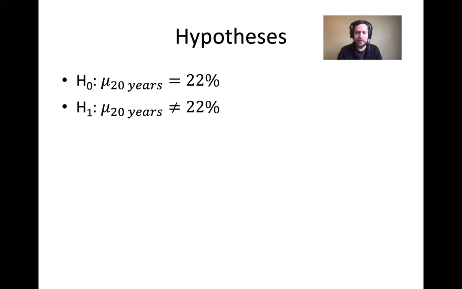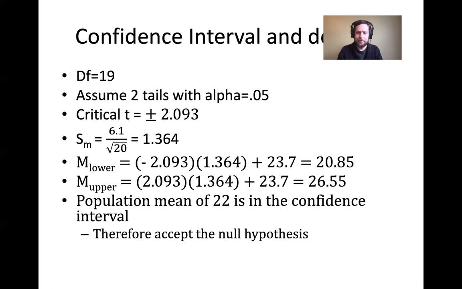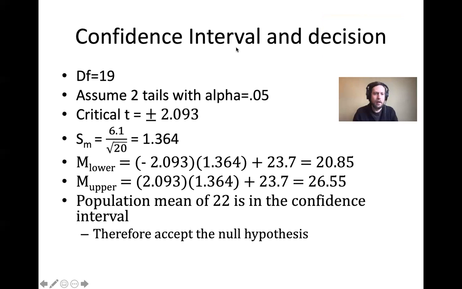Okay, so now we need to actually calculate the confidence interval, and I'm just going to walk you through things right here. Our degrees of freedom equals 19. The reason is because our sample size was 20, and 20 minus 1 equals 19. We're assuming two tails with alpha equals 0.05. This is pretty standard in psychology.